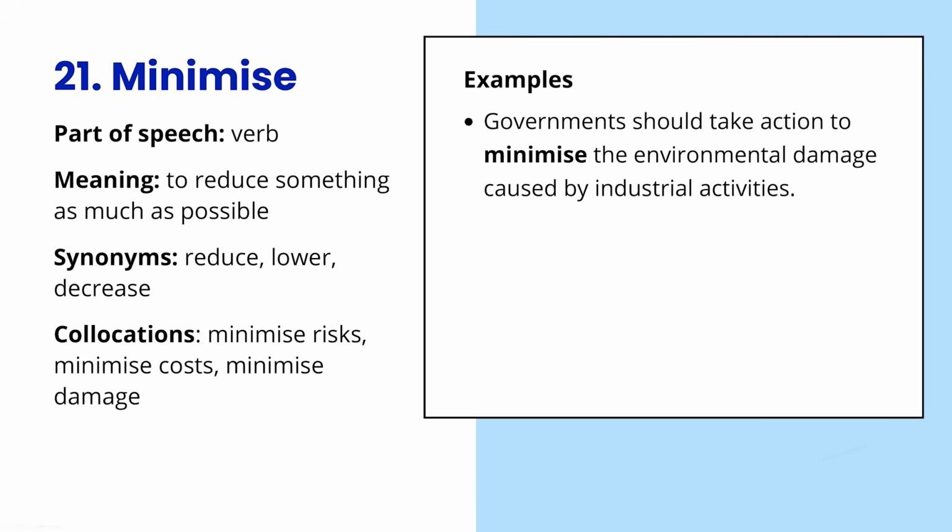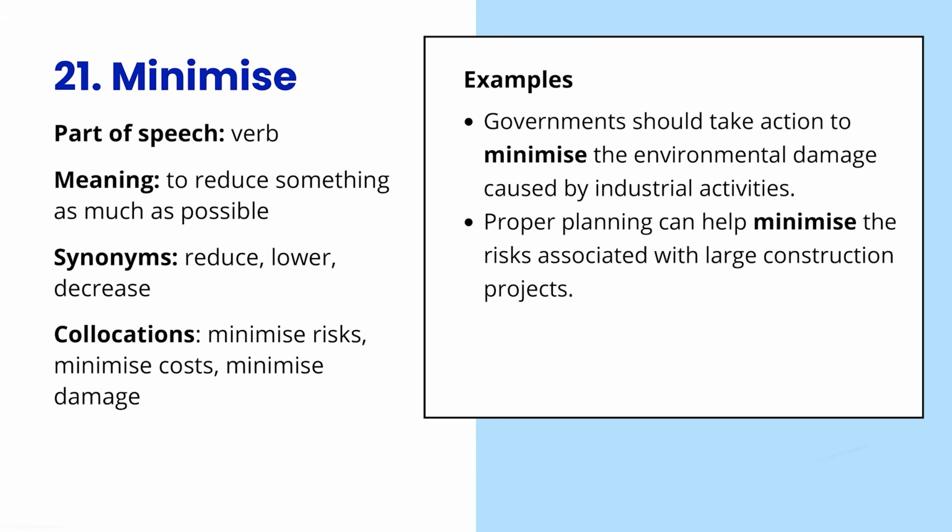Governments should take action to minimize the environmental damage caused by industrial activities. So because of these industrial activities, there may have been some environmental damage, so government should take action. They should do something to make that damage as small as possible. Proper planning can help minimize the risks associated with large construction projects. So the word minimize works best when you're talking about things that people usually want to keep as low as possible, like costs or negative things like pollution.